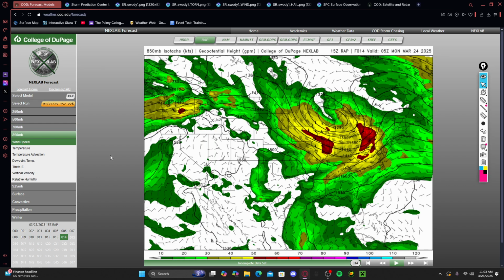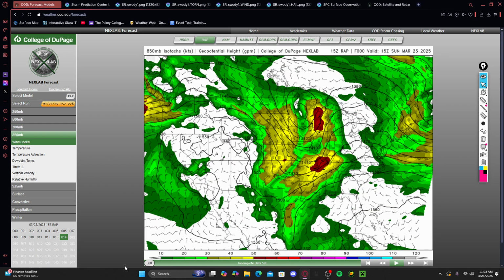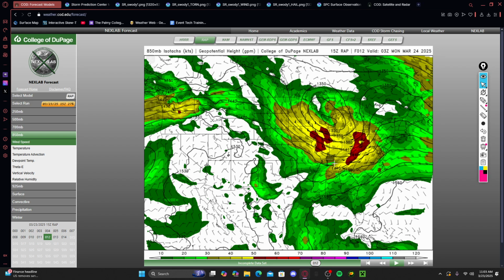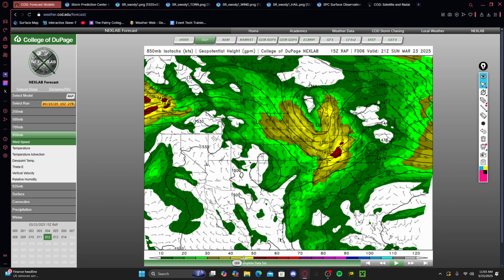Let's check 850 millibars as well here. You can see we do have a little bit of a lower level jet to start the day out. It looks like this will actually decrease a little bit throughout the day, but we do still have some semblance of it. Pretty widespread 30 knots, but not really an intense low level jet as we're used to.